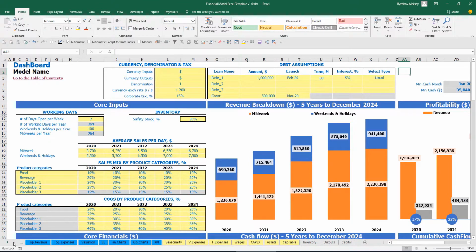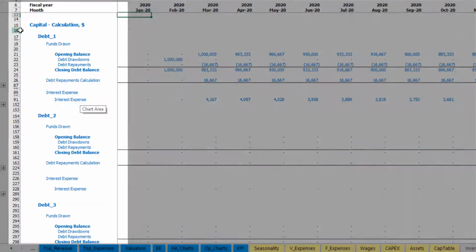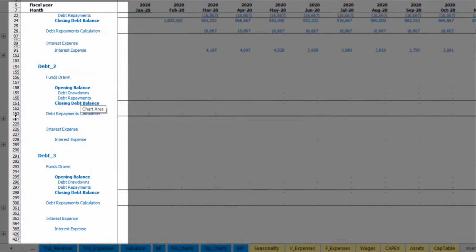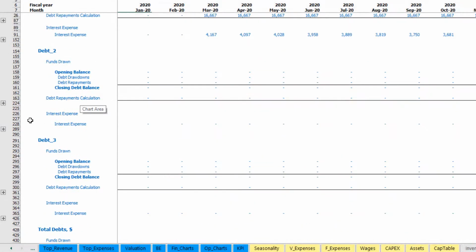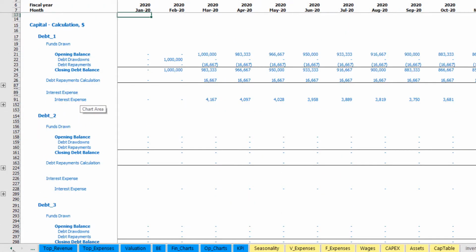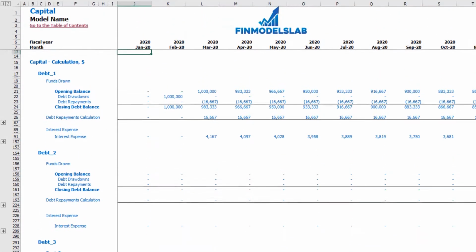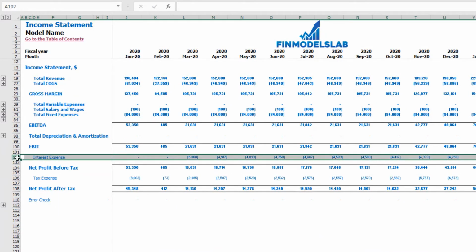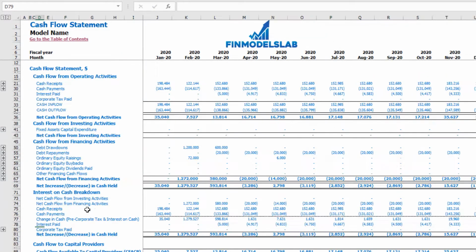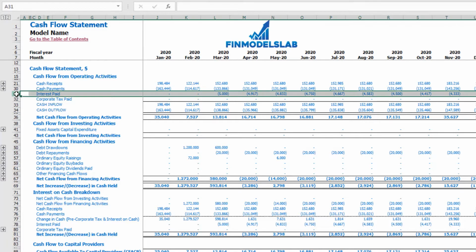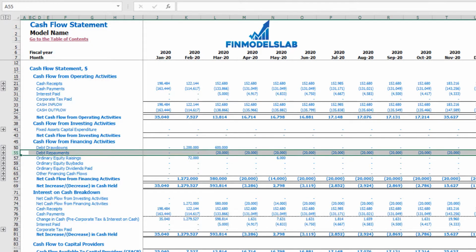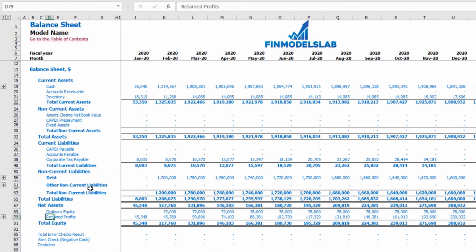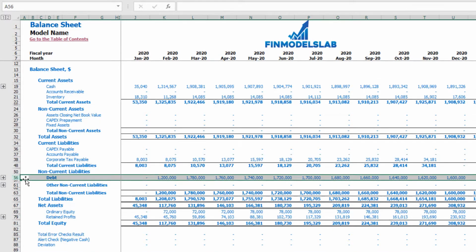All the calculations of the debts you may see on the capital tab. Calculations for debt number 1, debt number 2, debt number 3, and total debts with grants. These calculations impact the income statement, interest expenses, the cash flow, interest paid, debt drawdowns, debt repayments, and on the balance sheet we have the debt closing balance.